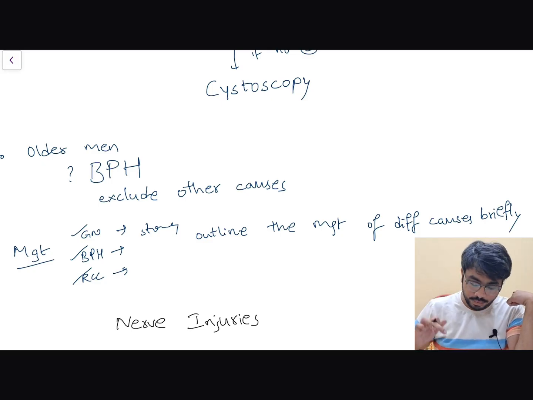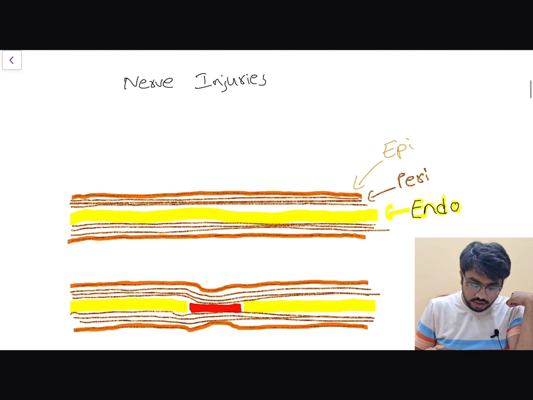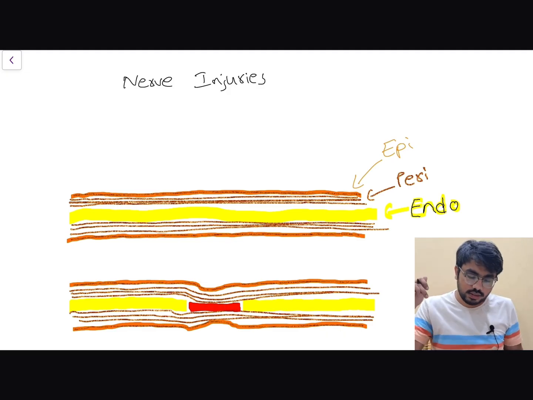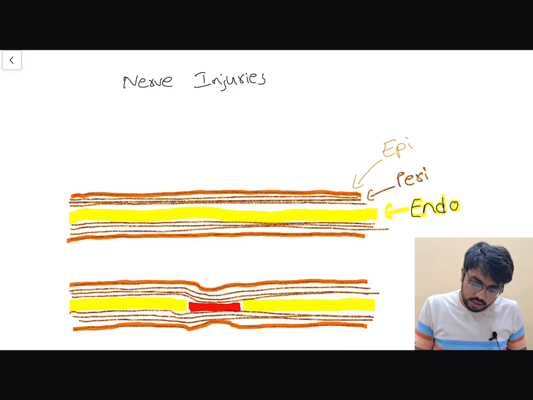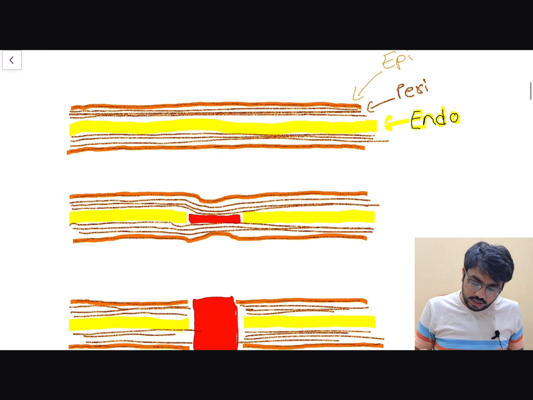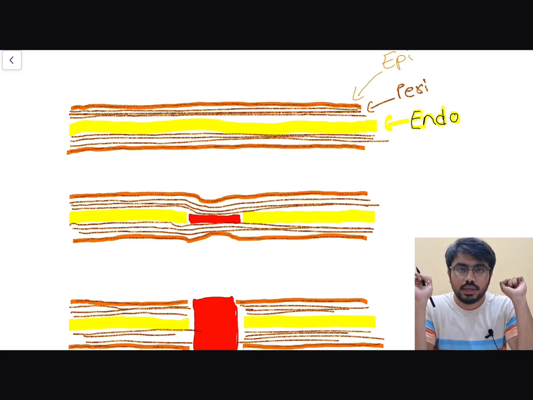Okay. Now coming to nerve injuries. I don't think it is a general surgery question. It has to be an orthopedics question. But anyhow, they have already asked once, so it's better to look at it. Now, nerve injuries. I want to tell you, nerve injuries are of three types. So what are the three types we will look into?